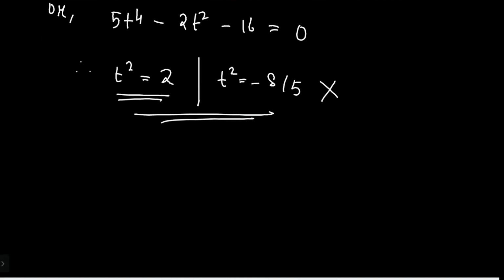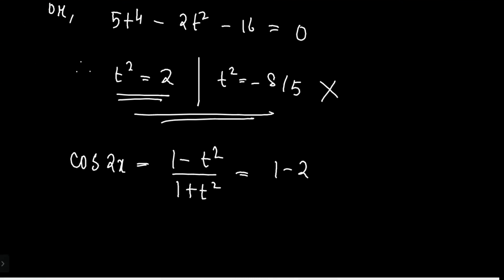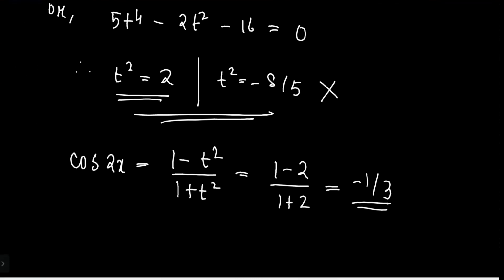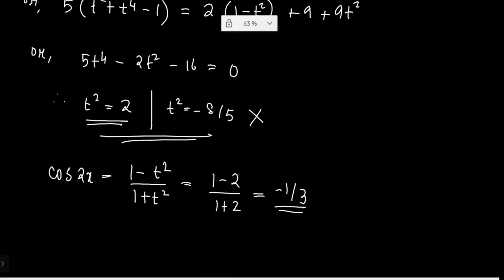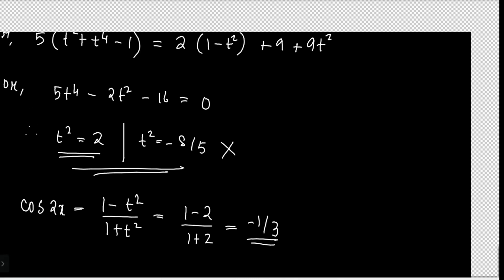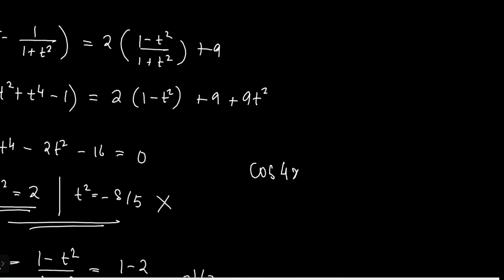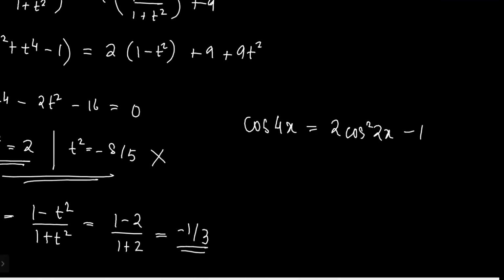If t square is equal to 2, then we can easily find the value of cos 2x. Cos 2x is 1 minus t square by 1 plus t square, so it is 1 minus 2 by 1 plus 2, which is nothing but minus 1 by 3. Once we have found the value of cos 2x, we can easily find cos 4x. We know the cos 2 theta formula, it is 2 cos square theta minus 1. So cos 4x will be 2 cos square 2x minus 1.